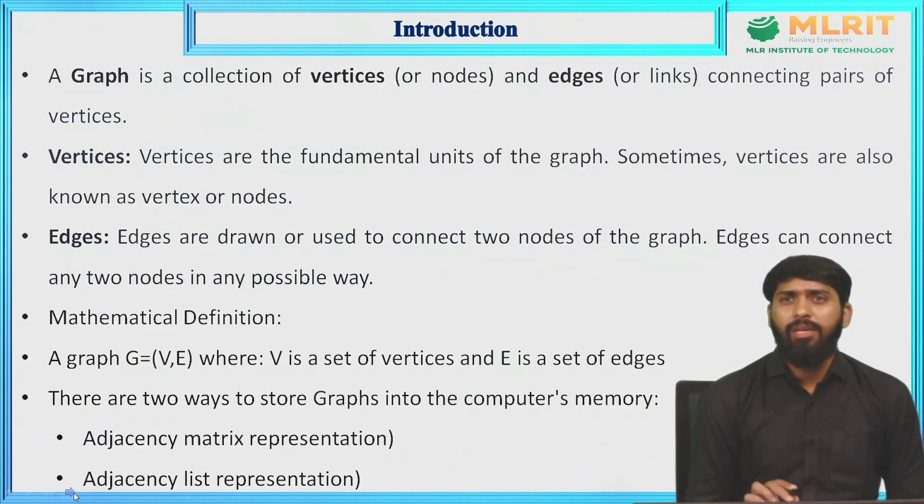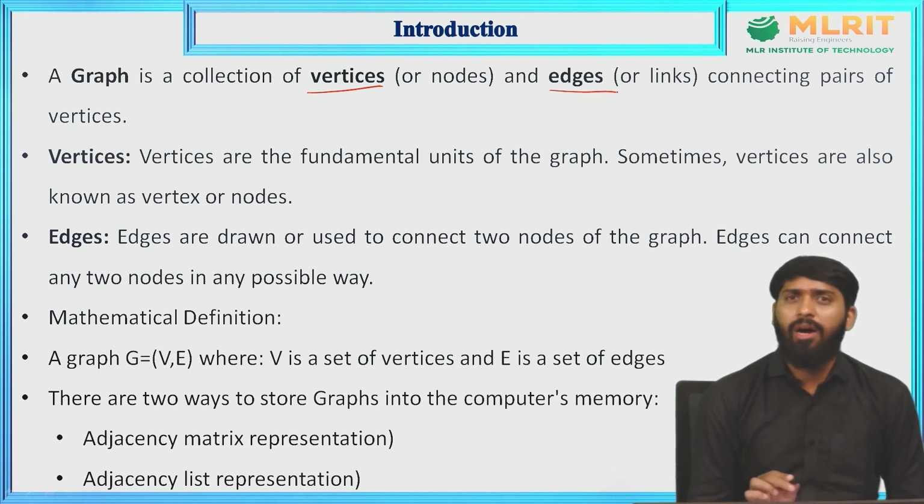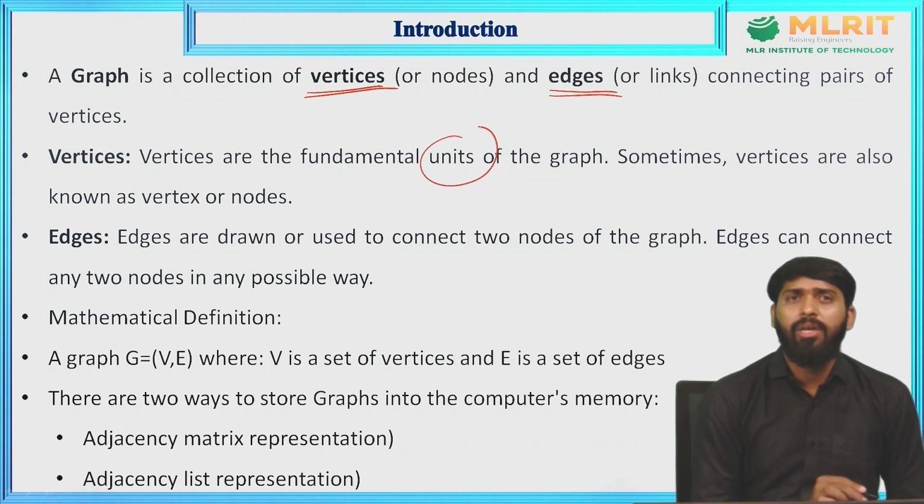So what is a graph? A graph is a collection of vertices and edges. Already we discussed the definition in detail in our previous class. If you want a detailed explanation about the graph definition, please refer to my previous video. So what is a graph? A graph is a collection of vertices and edges. What is a vertex? A vertex is a fundamental unit. And what is an edge? An edge connects two nodes.